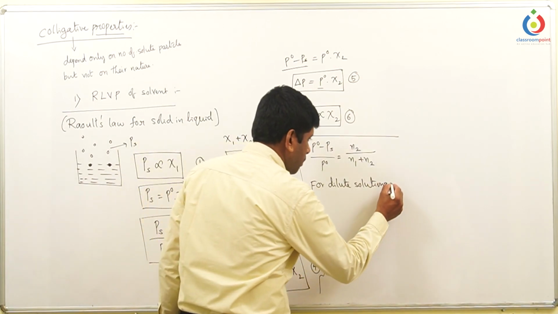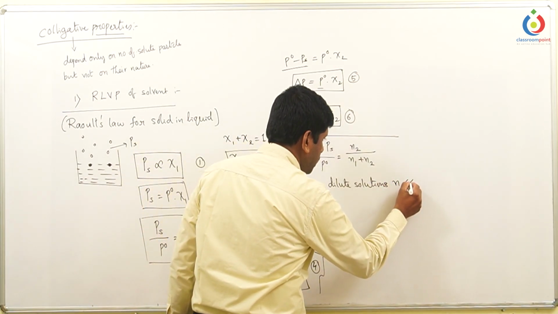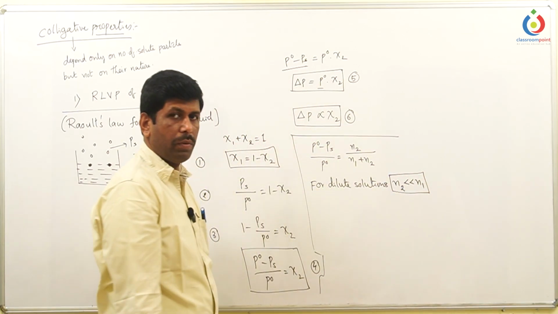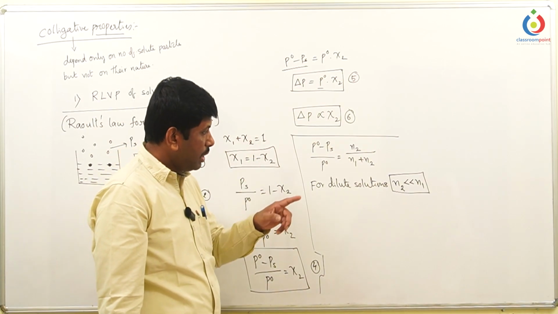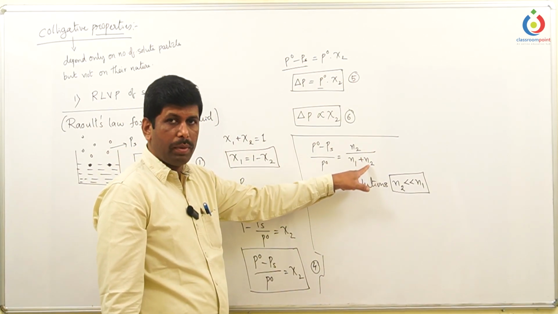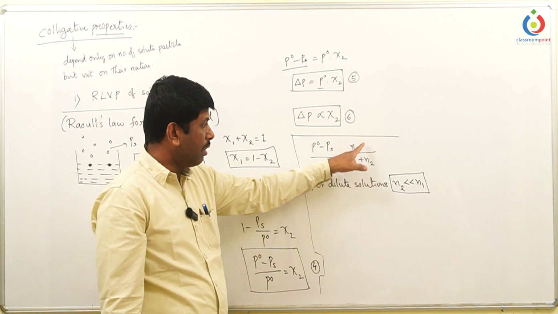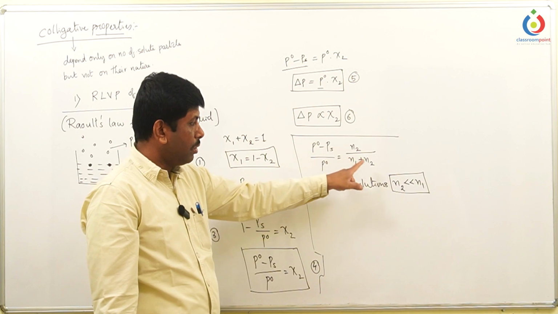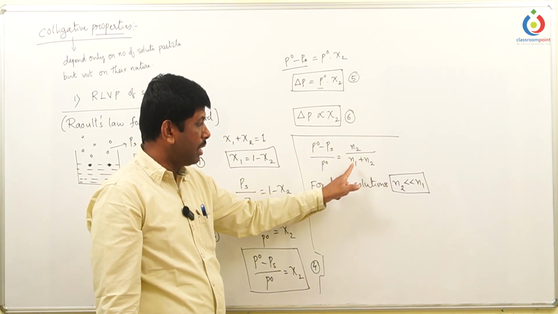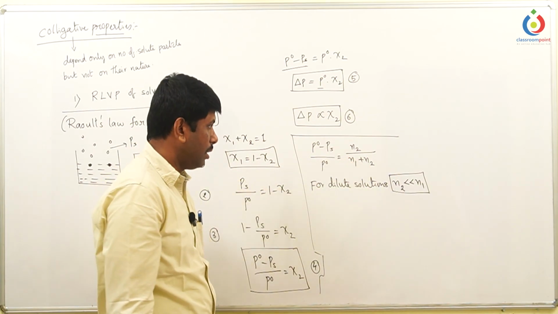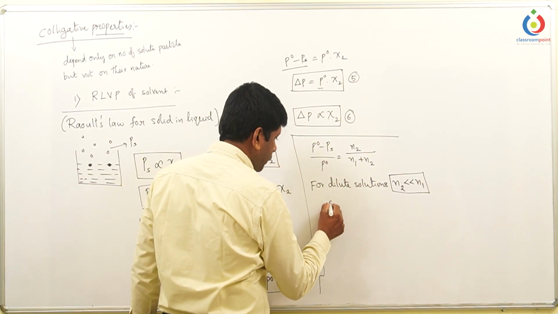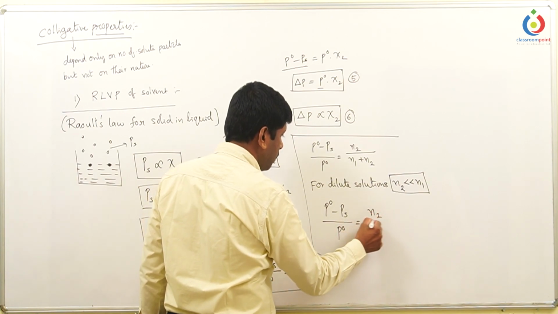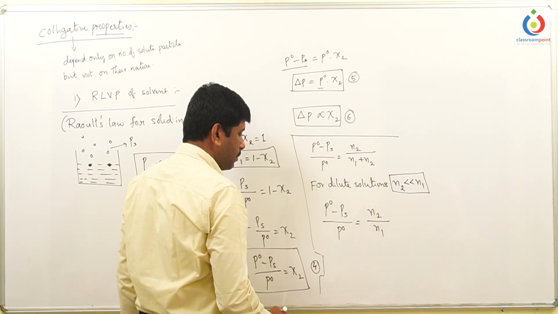So for dilute solutions, obviously the number of moles of solute is less when compared to the number of moles of the solvent. That is the reason why we can neglect the N2 value from the denominator. Remember that you cannot neglect the N2 value from the numerator. If you neglect it, it will become 0 and nothing will be there. So N2 from the denominator can be neglected, because it is a negligible value. So the equation can be written as P naught minus Ps by P naught equals number of moles of solute by number of moles of solvent.